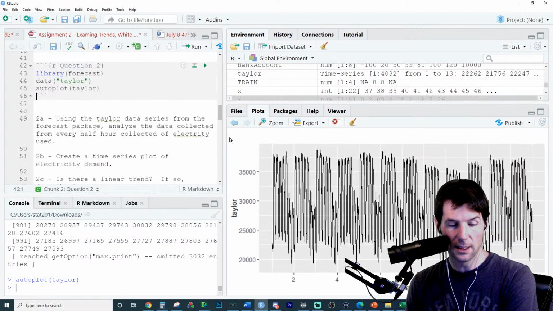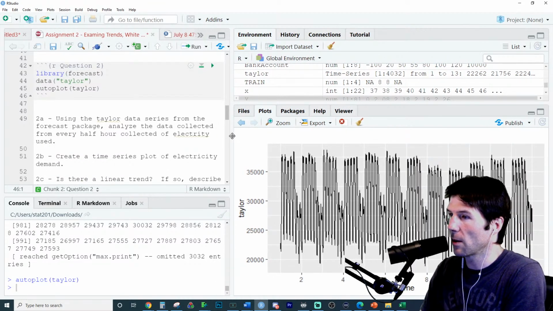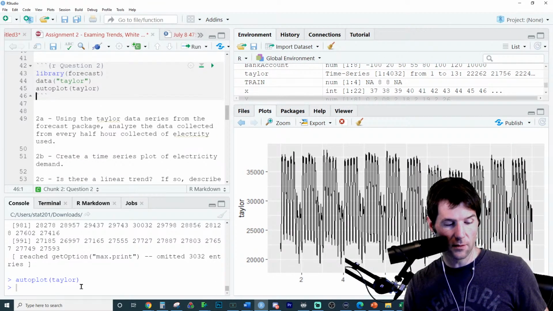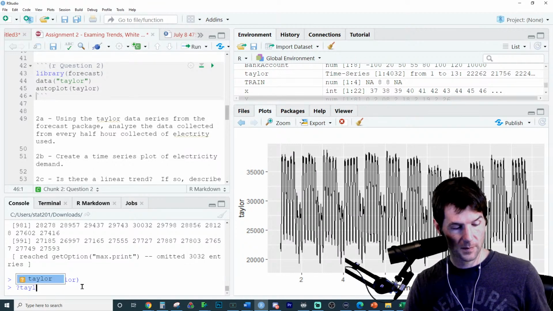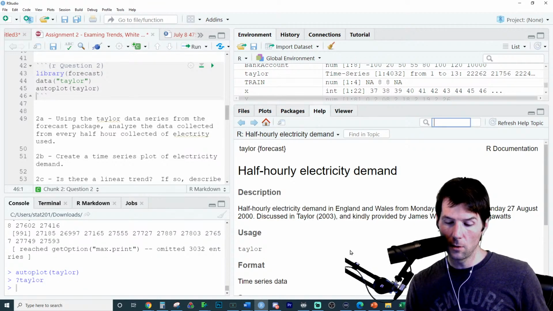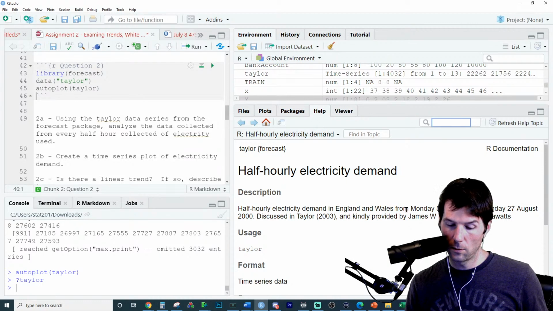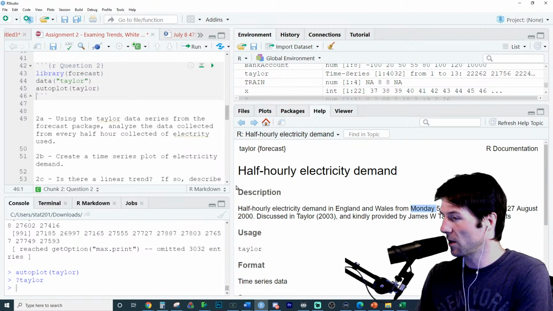So I didn't specify any dates on here because I'd have to go look up this data frame. We can probably get information on this data frame by doing ?taylor. It's a very famous data set. Let's try to put this in here.